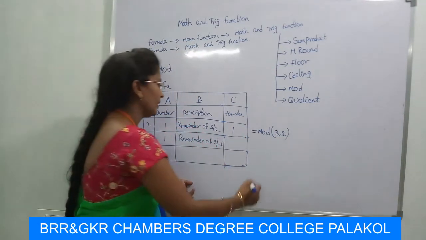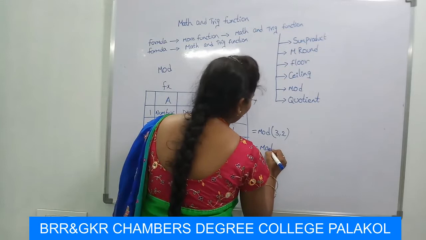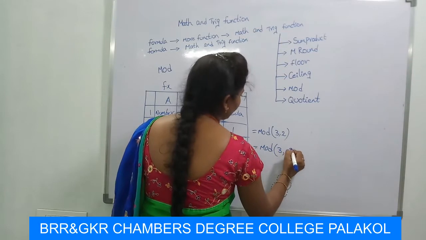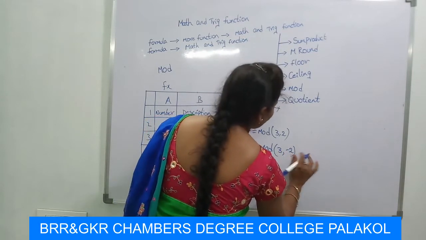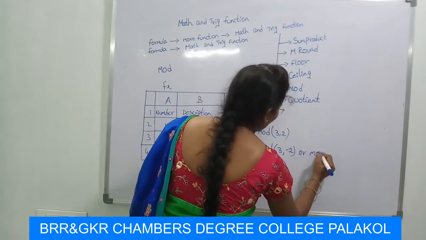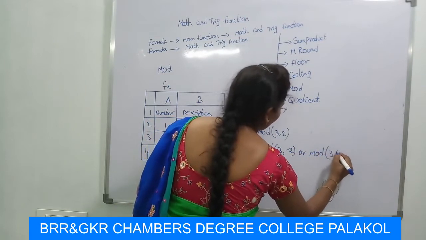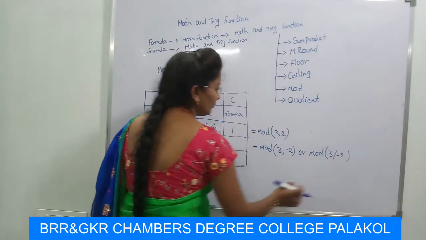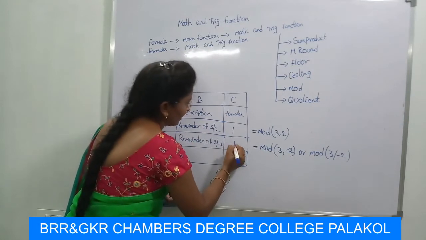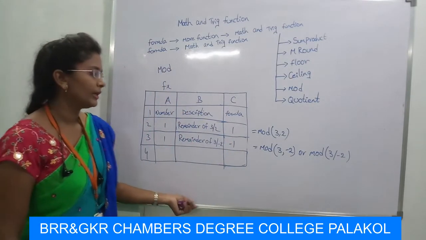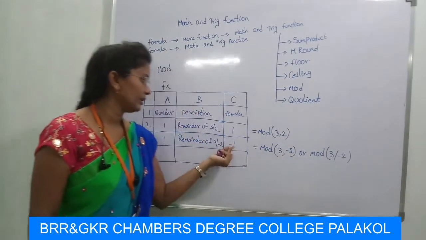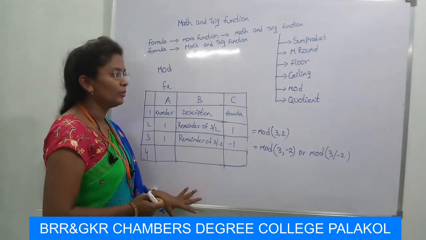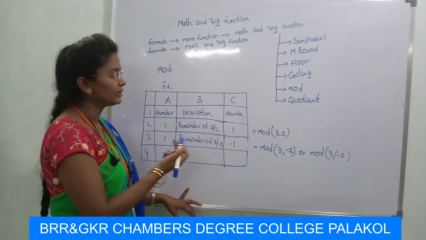And the next formula is mod 3, minus 2, or you can write it as another formula like mod 3 by minus 2 also. These are the two ways to enter the formula. And the answer is minus 1. Here I am taking the minus 2, that's why it is appearing in the answer also. This is the way to enter the mod values in the Excel sheet by using the mod function.